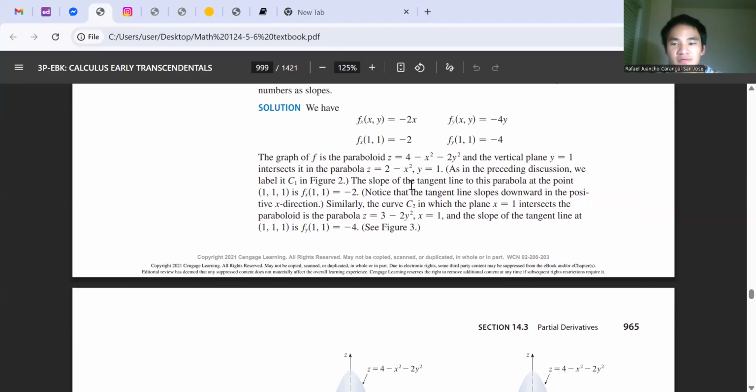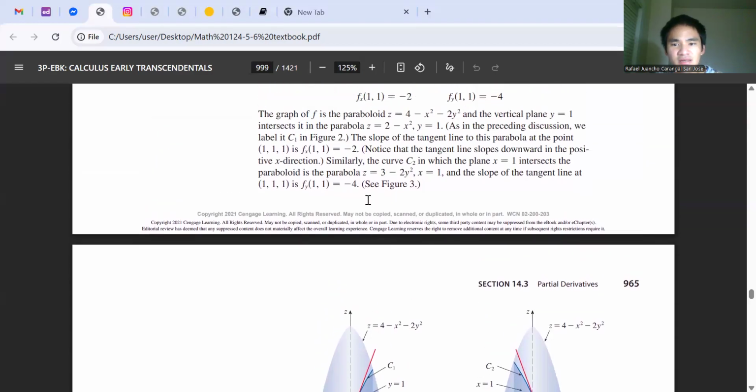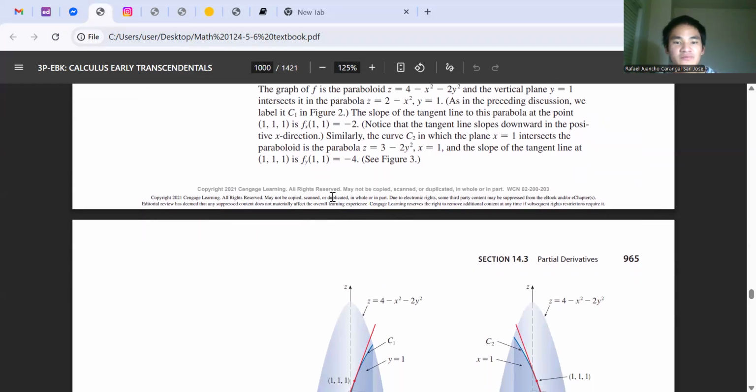So that graph is a paraboloid. The vertical plane y equals 1 intersects it in the parabola z equals 2 minus x squared, y equals 1. And as in the preceding discussion, we label it C1. The slope of the tangent line to this parabola at the point 1, 1, 1 is f sub x of 1, 1, which is negative 2. And we notice that the tangent line slopes downward in the positive x direction. And similarly, the curve C2, in which the plane x equals 1 intersects the paraboloid, is the parabola z equals 3 minus 2y squared, x equals 1. And the slope of the tangent line at 1, 1, 1 is f sub y of 1, 1 equals negative 4.